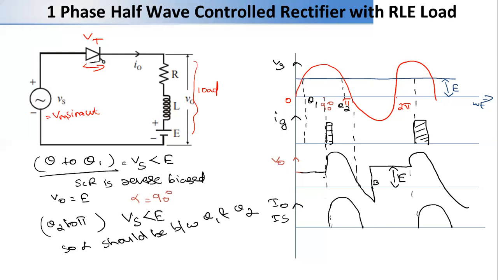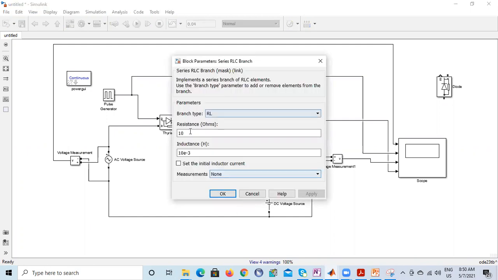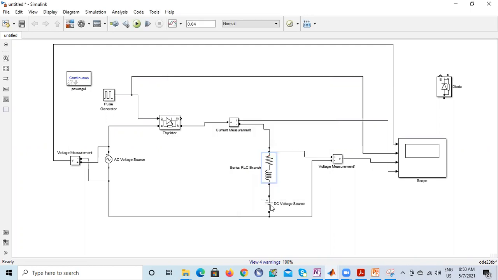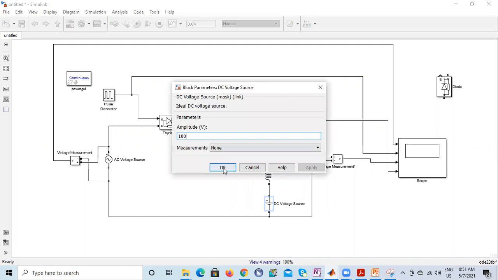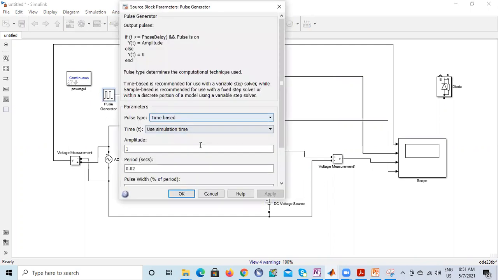Now let's see how to implement this in a MATLAB simulation environment. This is the MATLAB environment. I have already done everything: the input voltage source, then the RLE load. For the RL I have given 10 ohm resistance and 10 millihenry, and then the DC voltage we have given is 100 volt. All these things you can identify in the output when you take it. That's why I explained the theory in the beginning.